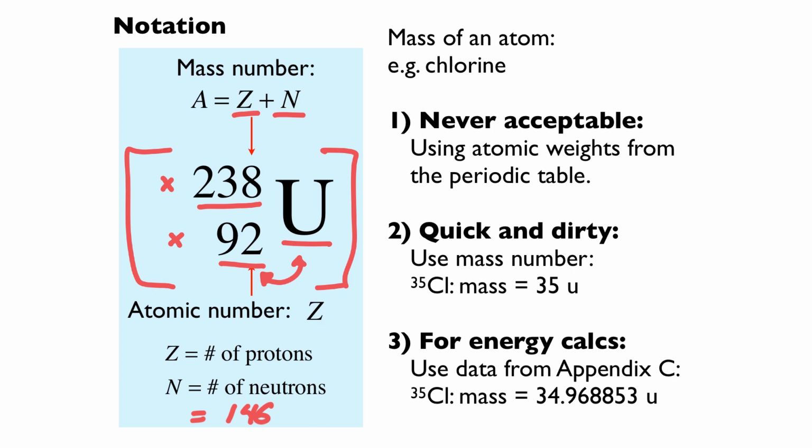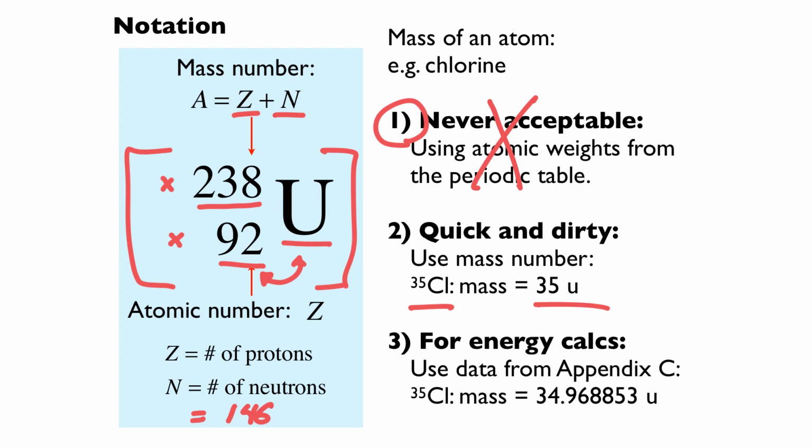So if you're looking for numbers to use for mass, I'll give you a couple of pointers. First off, never use the atomic weights in the periodic table. Never, ever do that. That is an average over the stable isotopes. It just doesn't make any sense. If we need to do just a rough calculation, we can do this. So if I have chlorine-35, I can say chlorine-35 has a mass of 35 atomic mass units. But when we do energy calculations, that's not good enough. That typically won't work for the calculations we'll do.